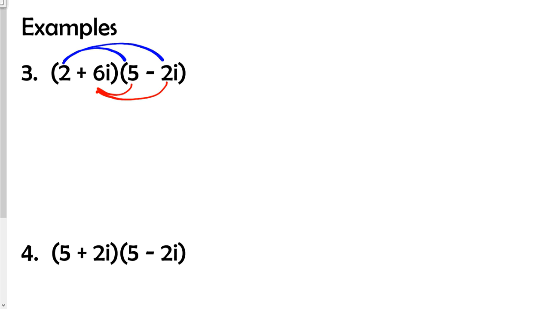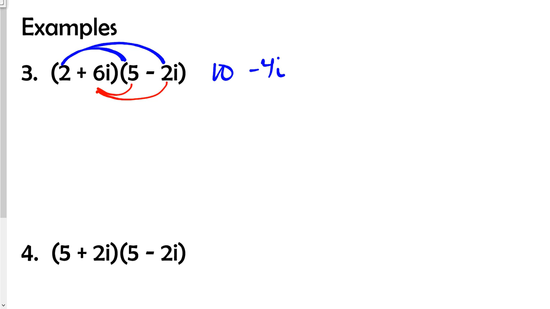So first we have the 2 getting multiplied by the 5. 2 times 5 is 10. Then we have the 2, and now it's getting multiplied by the 2i. Well, the real number 2 times the real number negative 2 is negative 4, and then we have an i there as well.